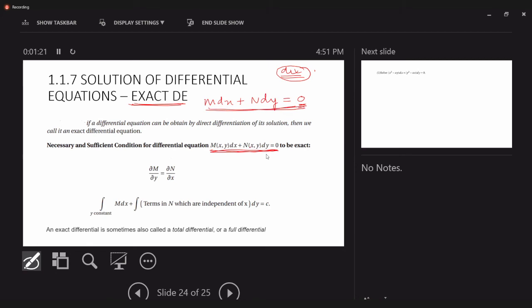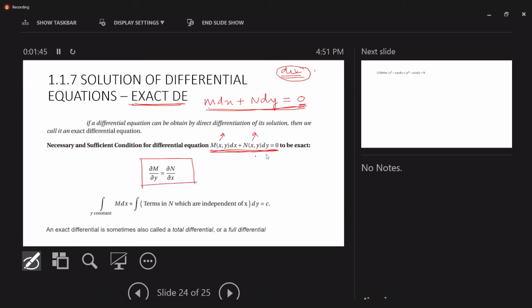If M dx plus N dy, where M is a function of x and y, N is a function of x and y, also it can be only a function of x or only a function of y, or it can be combined with a constant also. So all those variations are possible for M and N. So for this type of differential equation to be exact, this condition has to be satisfied.